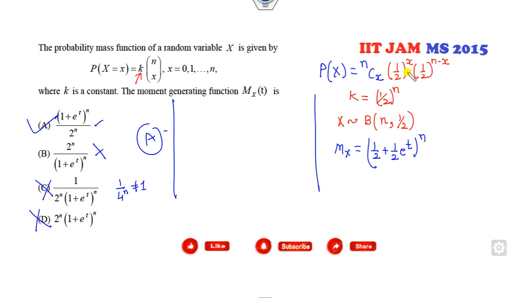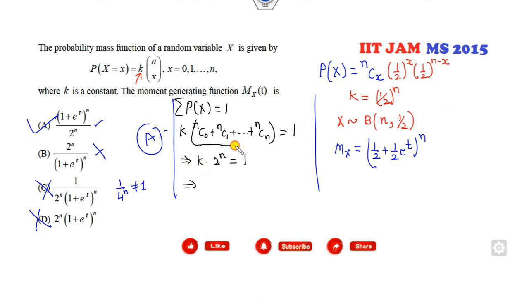Instead of this, if you don't remember this, I can find it using the fact that the total probability is 1. So k is common. I can write nC0, nC1 up to nCn, which equals 1. So that is 2 raised to the power n, by using the binomial expansion. So k is 1 over 2^n, and I can write 1 over 2^n like this.